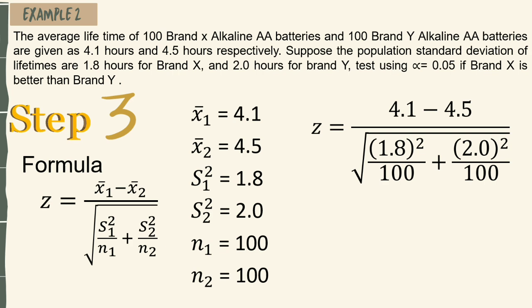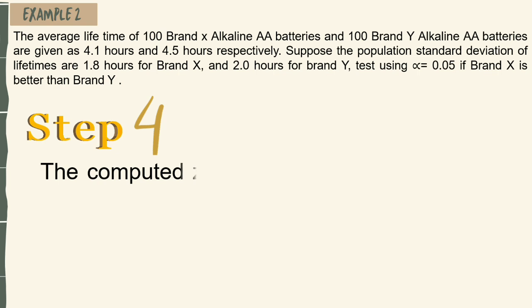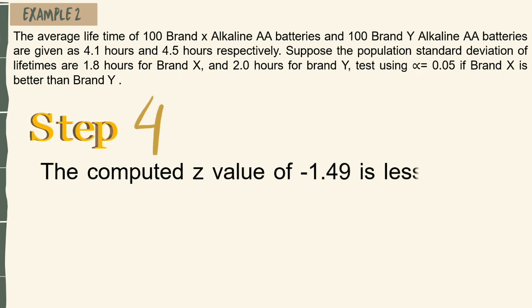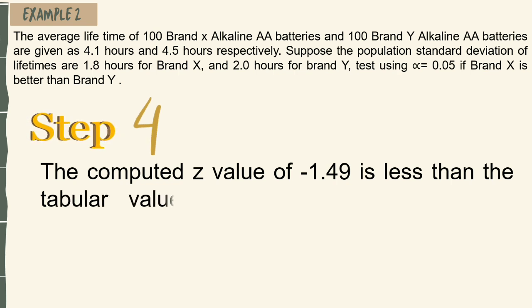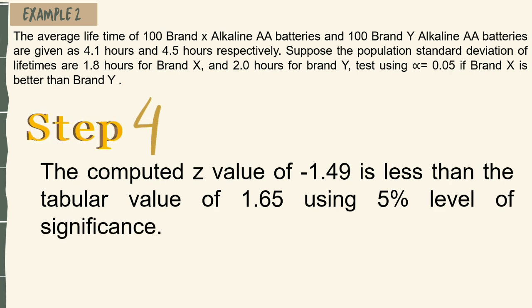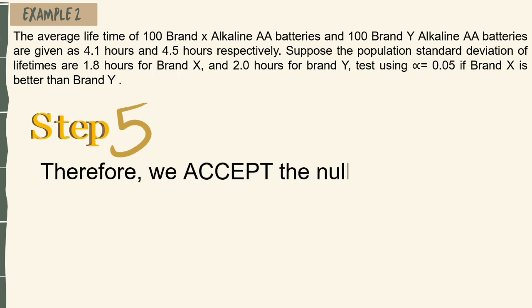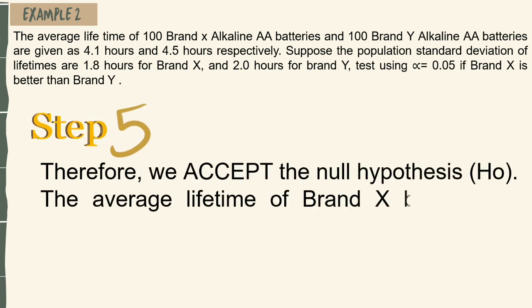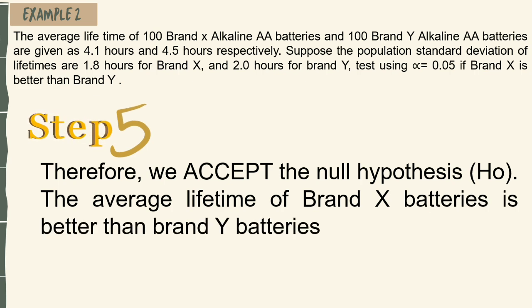Z is equal to 4.1 minus 4.5 over the square root of 1.8 squared over 100 plus 2.0 squared over 100. So our answer would be negative 1.49. In step 4, the computed Z value of negative 1.49 is less than the tabular value of 1.65 using the 5% level of significance. And in step 5, therefore, we accept the null hypothesis. The average lifetime of brand X batteries is better than brand Y batteries.